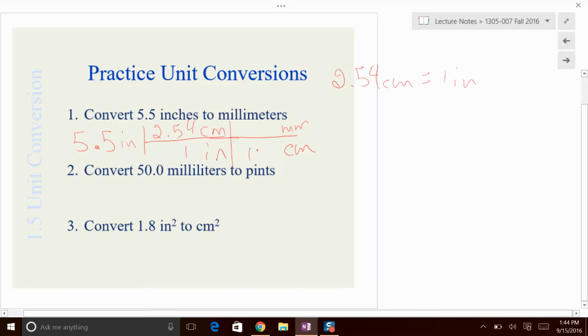There are 100 centimeters. Centi is 100, like a centipede. Yeah, 100 legs. Or what's a milli? 1,000. So you can set them up that way. You just relate it to the base unit. There's 100 centimeters in a meter, and there's 1,000 millimeters in a meter. And I can easily get there. Inches, inches, centimeters, centimeters. And we're out of time, so we'll finish those later.